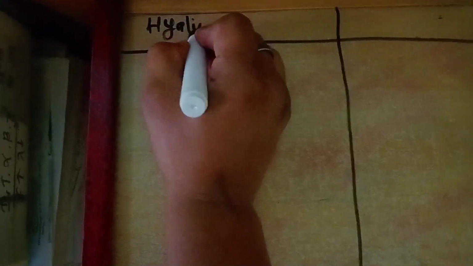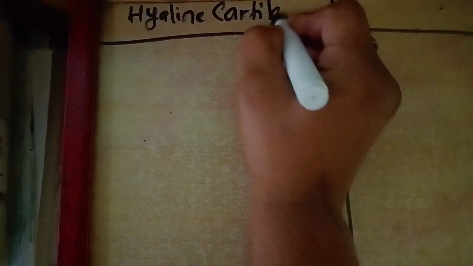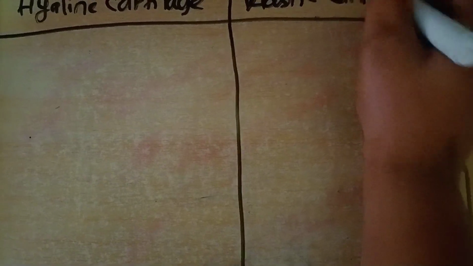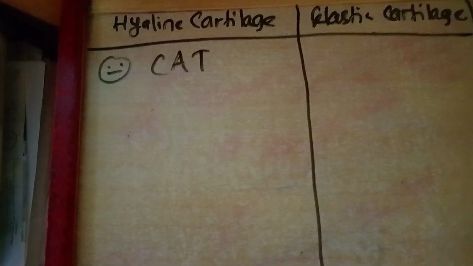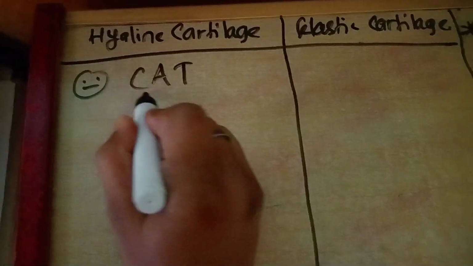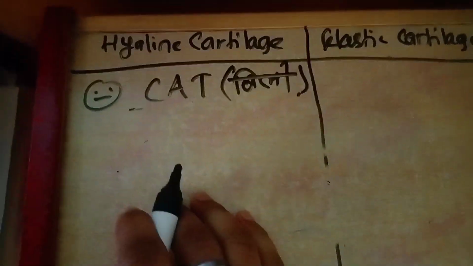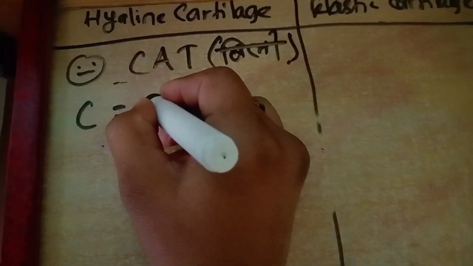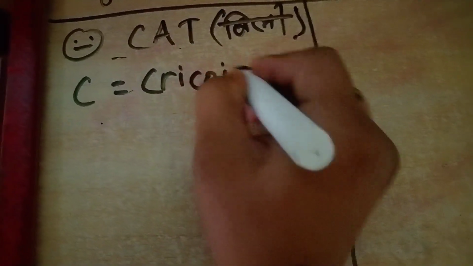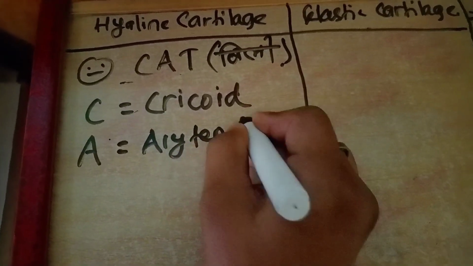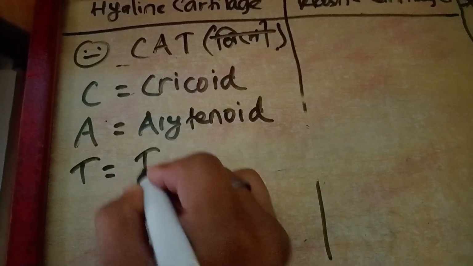Now we will know which 3 are hyaline and which 3 are elastic cartilage. For hyaline cartilage we have one trick, that is CAT. Cat means Billy. So C is cricoid, A means arytenoid, and T means thyroid.